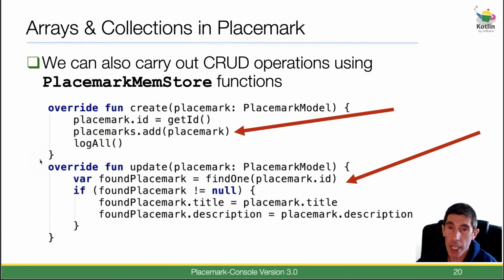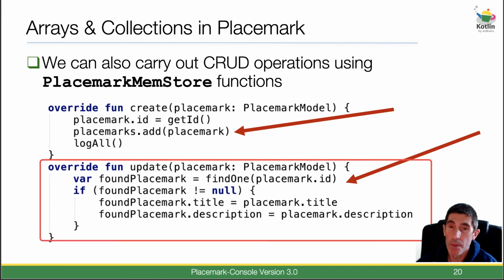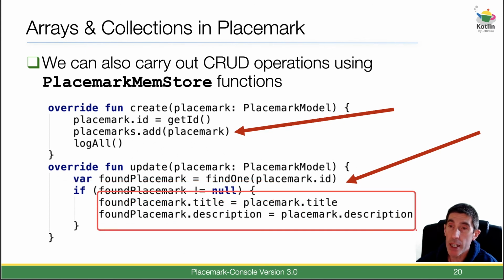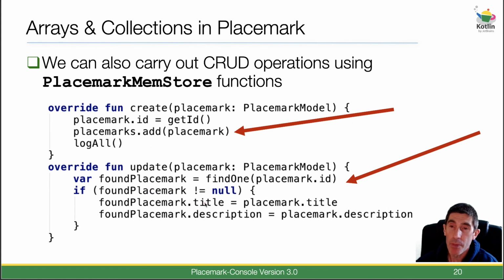And as we saw already, similar kind of stuff with our update, going off using our find one to find it, checking a little bit of validation just to make sure that we have found it, and if we have, then we update with the title and with the description, and we know at this point that title and description will hold particular values. Okay.